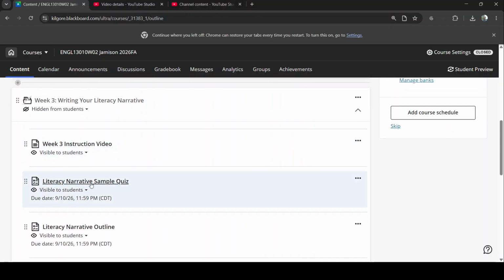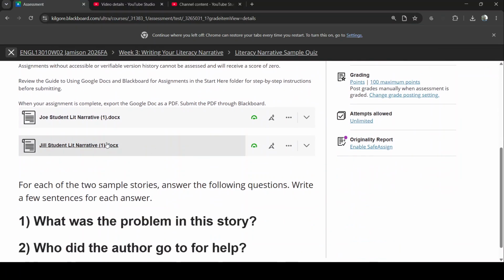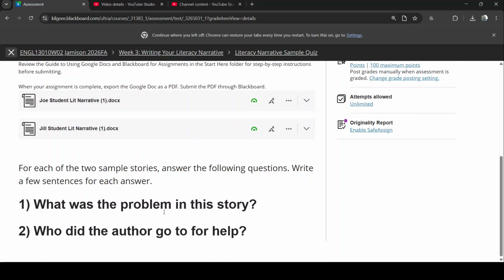So first of all, the literacy narrative sample quiz. What you're going to do for this is read over these 2 literacy narrative samples, this one by Joe and this one by Jill. They're about 4,000 words altogether or something. Yours aren't going to be nearly as long. Yours only have to be 500 to 750 words. So for each of those 2 samples, read over them and answer the following questions. What was the problem in this story? And who did the author go to for help?